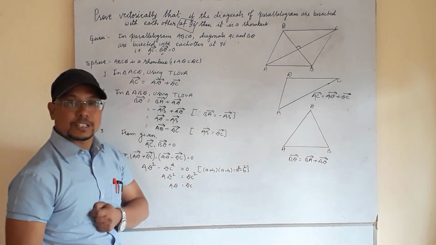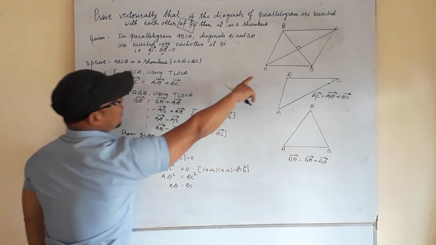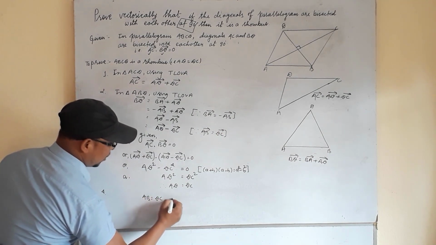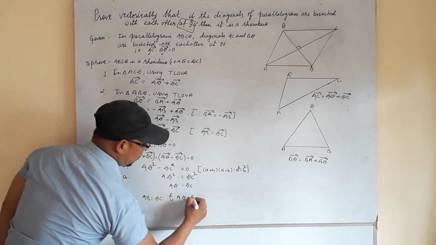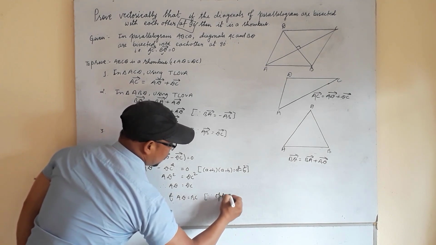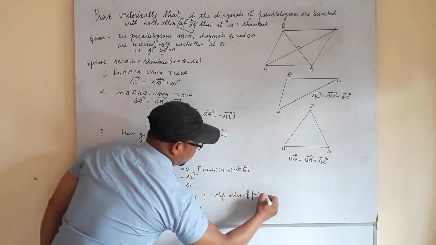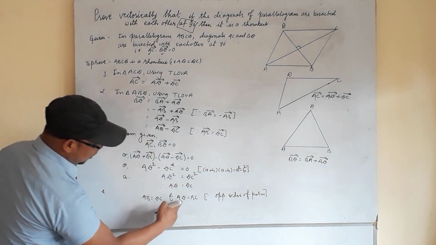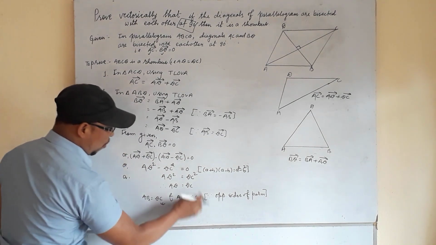AD equals DC. Now four number, as it is already AB equals DC, and AD equals BC. What is the reason here? Being opposite sides of a parallelogram, because opposite sides of a parallelogram are equal. So from three and four, these two are equal, these two are equal, which means these all are equal.